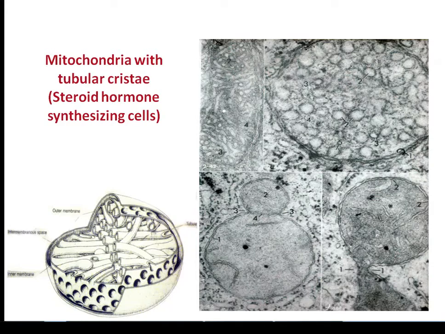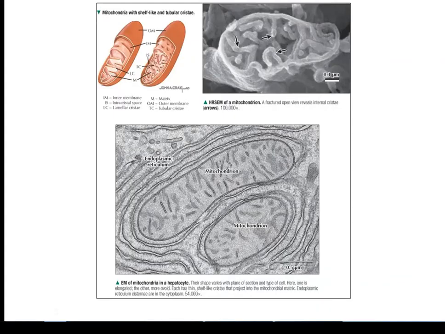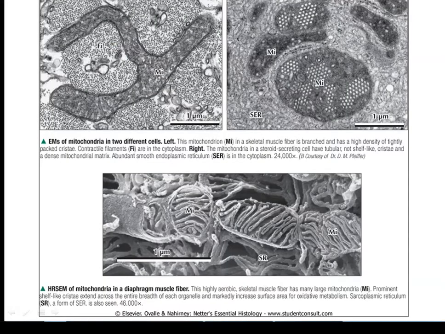The average lifespan of mitochondria is 10 days. And here we are looking at the mitochondrial crista, or tubular crista, which is characteristic for the steroid hormone synthesizing cells. For example, in the adrenal cortex, we have mitochondria with tubular crista. But this one is shelf-like crista here, and that is the tubular crista. So we can distinguish these mitochondrial crista shapes in different types of cells.